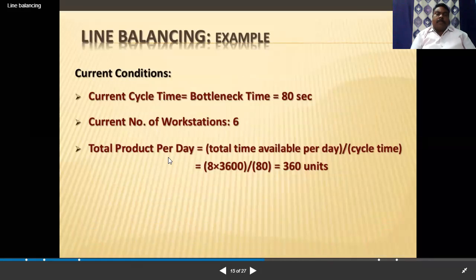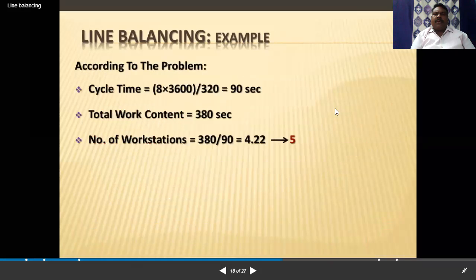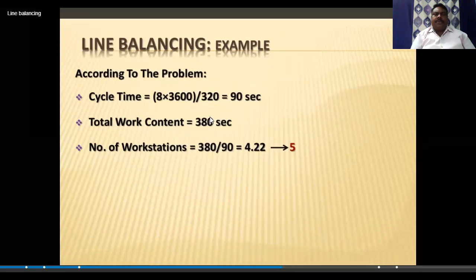So total product per day is the total time available per day divided by cycle time. We are going to take 8 into 3600 into 80 by 360. Here 3600 means the time available per day they have taken. So it's just a calculation. Normally, we don't have these calculations, but it is an engineering subject. So here we got 90 seconds and work content 380 seconds. Number of stations 4.22 means exactly there are 5 workstations in this.